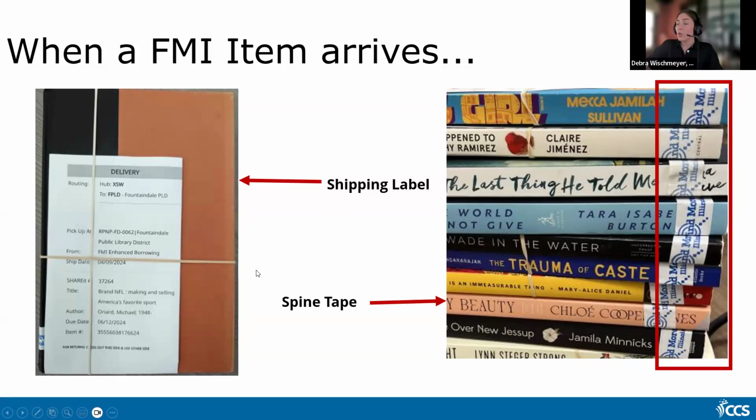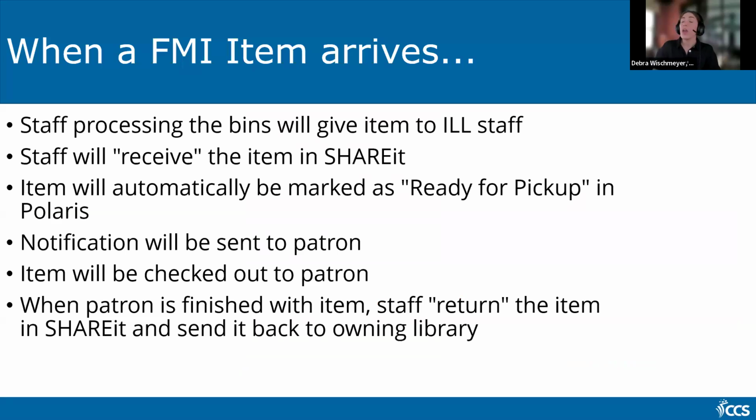When an item arrives at your library, it will have a Find More Illinois shipping label attached to it. That will be a visual cue for staff processing your delivery bins that this item is for Find More. Those items will also likely have Find More Illinois spine label tape attached as well. So we've got those two visual cues that items arriving at your location are for Find More holds. When those items arrive at your library, they will be given to interlibrary loan staff to process.